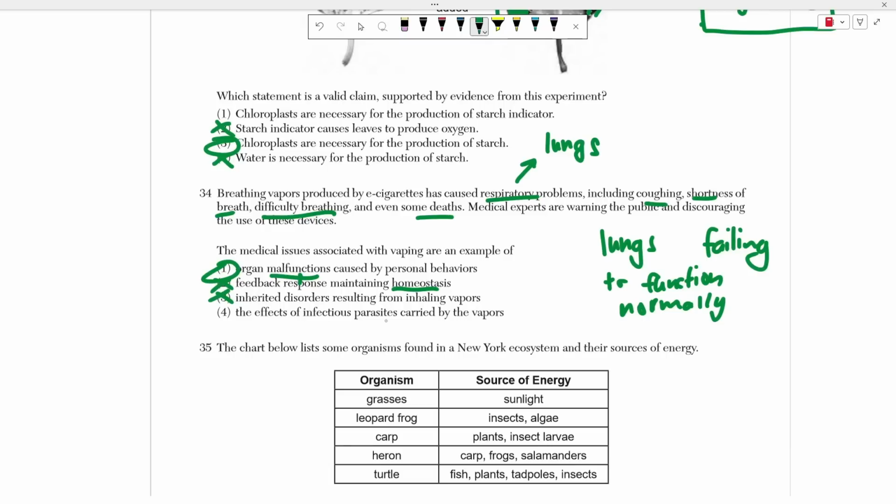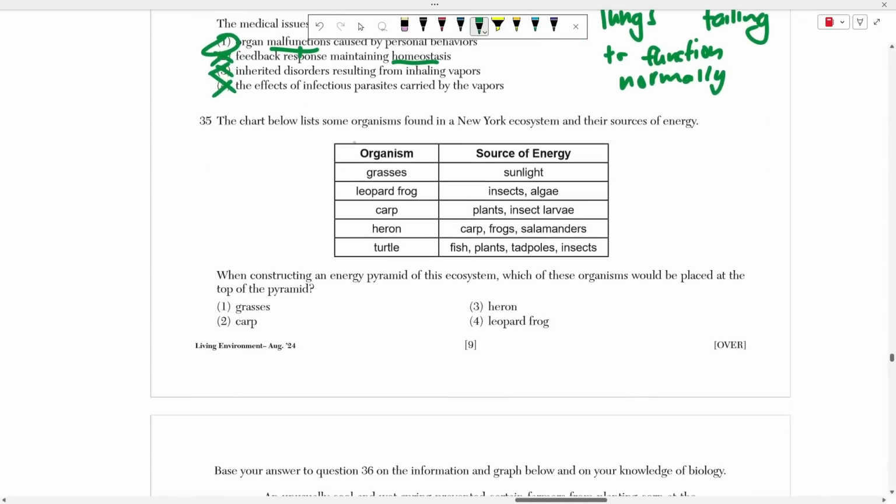4, the effect of infectious parasites. Again, we're not talking about parasites here. 35, the chart below lists some organisms found in a New York ecosystem and their sources of energy. When constructed in an energy pyramid of the ecosystem, which organisms would be placed at the top?